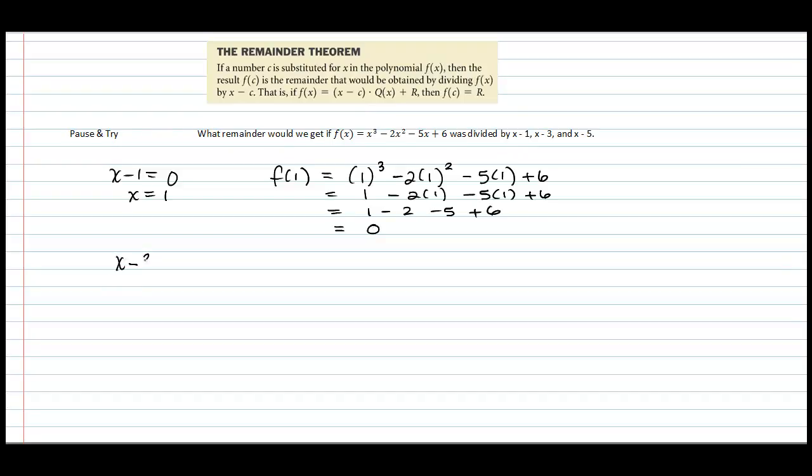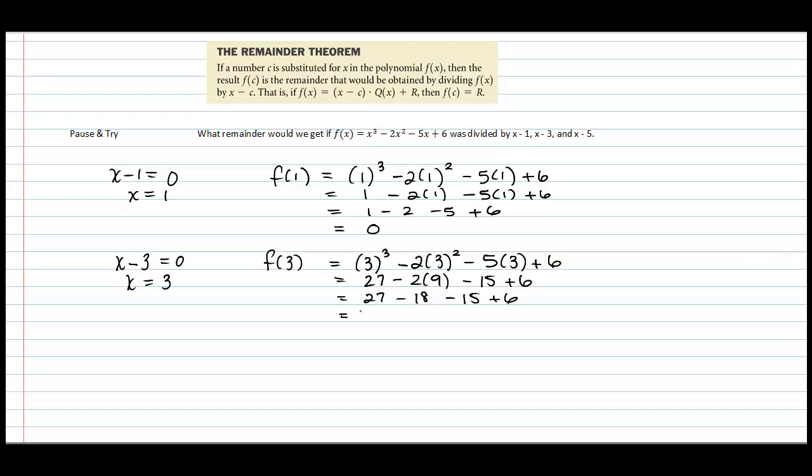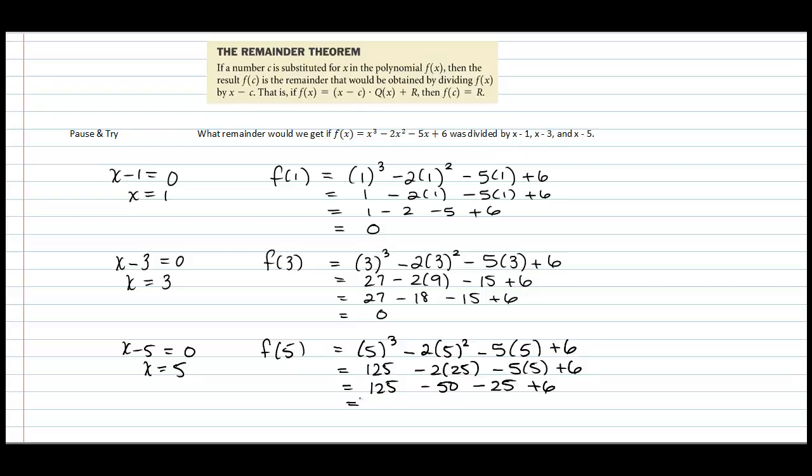Now let's try x minus 3. Set it equal to 0, and we want to evaluate the function at positive 3. Again, we get an answer of 0. That means that x minus 3 will go into the given function evenly. And let's see if x minus 5 will go into the given function. We're going to evaluate the function at f of 5. And we get a remainder of 56, so x minus 5 would not go into the given function evenly.